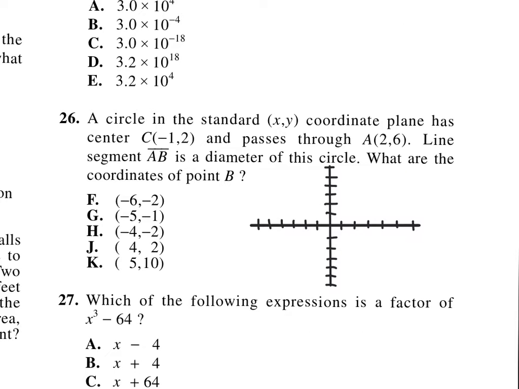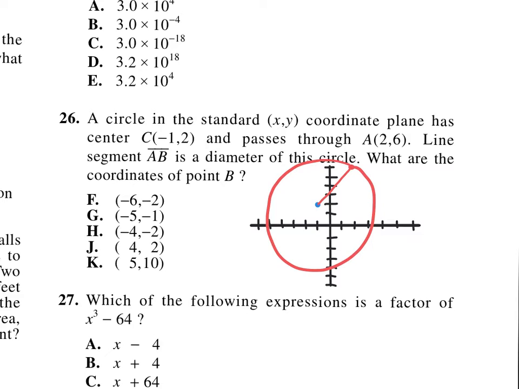Alright, and then for this problem, you have a circle in the xy coordinate plane, which has a center of -1, 2, which would put it here. And it goes through the point 2, 6. Right, so that means that would be the radius of the circle, or part of it. So that means it's going to be around that center point, roughly.